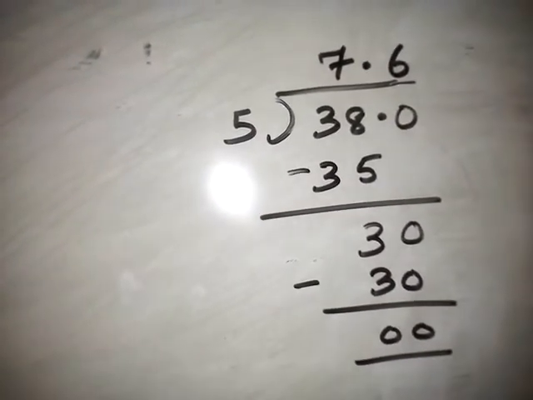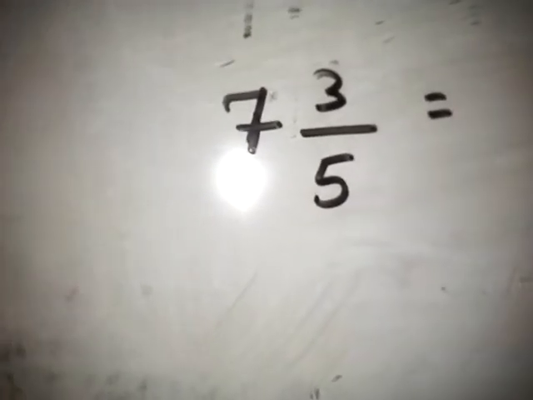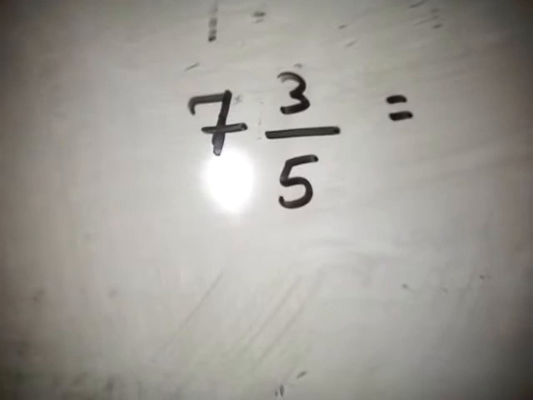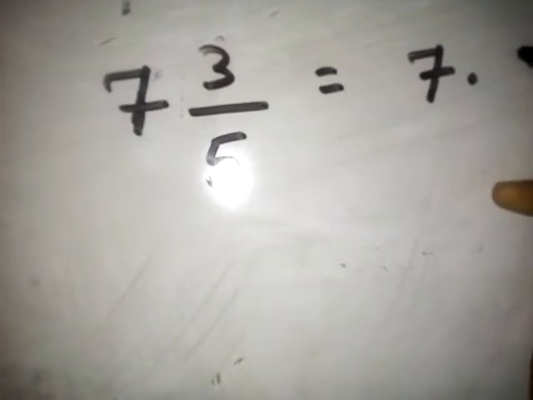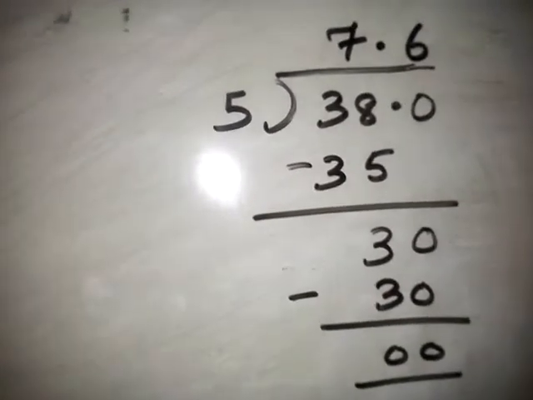So now you have to write the answer. In the question what is given? A mixed number is given. That question you have to write. 7 and 3 upon 5 is equal to. Now after converting the mixed number into an improper fraction and after dividing that number, the quotient what you got, you have to write this answer. Here, this.